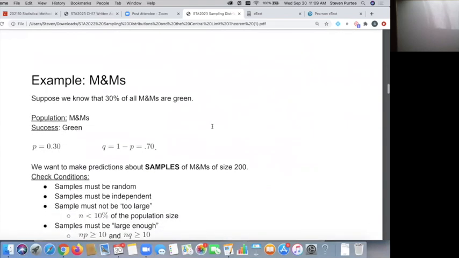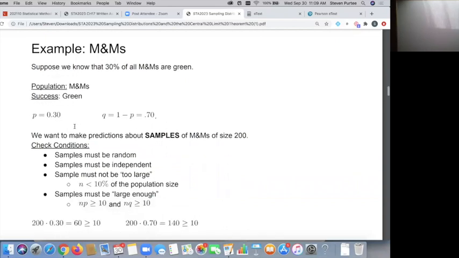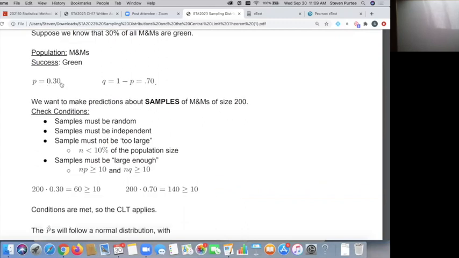Okay, let's do an example. So again, let's do one with M&Ms. Suppose that somehow we know 30% of all M&Ms are green. Then my population is M&Ms. I've decided to call success being green. The other possibility is not green. My population success rate is 30%. 30% of all M&Ms are green, 70% are not.